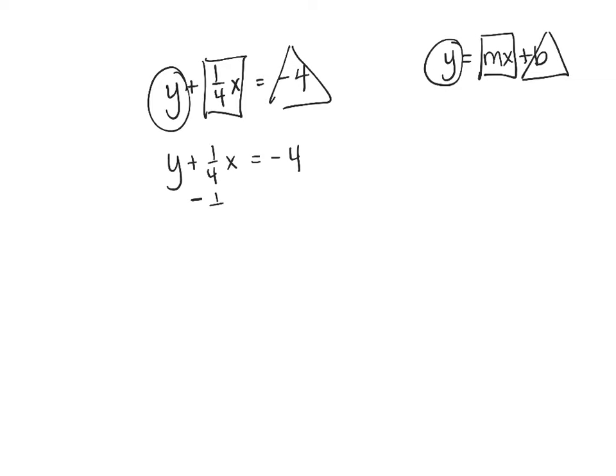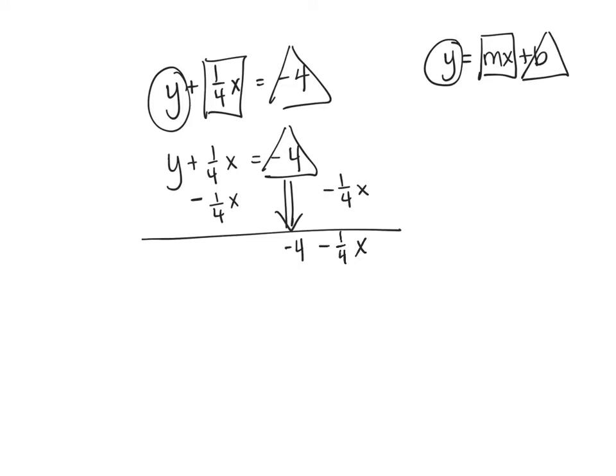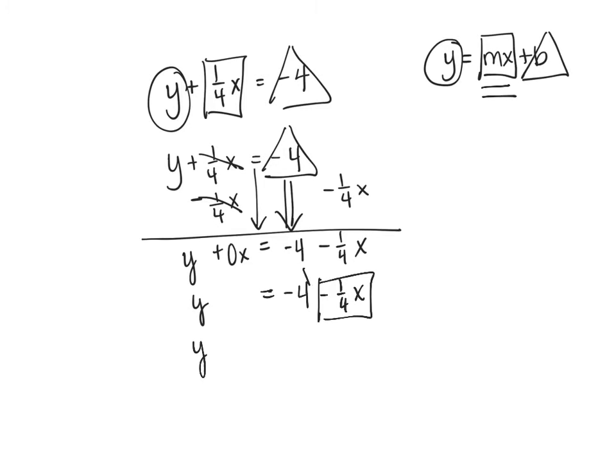Well, go back to your basic algebra. You've got to subtract 1/4 x. Can I subtract 1/4 x from 4? No. So I'm just going to bring this guy straight down. -4 minus 1/4 x. Keep your equal sign in a straight line. 1/4 x minus 1/4 x gives me 0x. And y plus 0x is simply y equals -4 minus 1/4 x. Now you have to make sure you rewrite this so you're in this form with my square part first. So y equals -1/4 x minus 4.